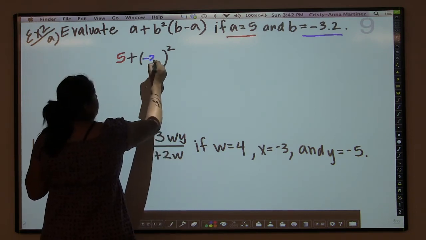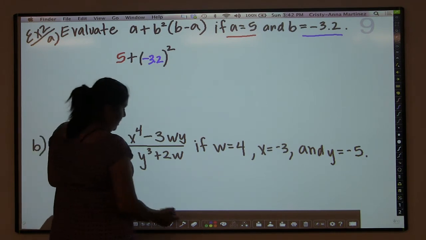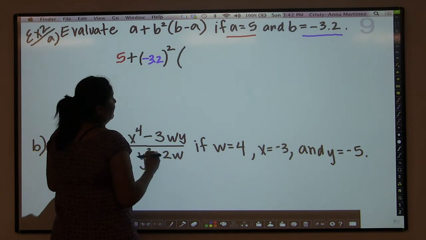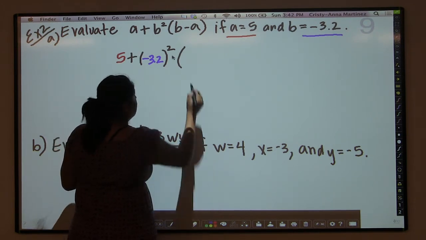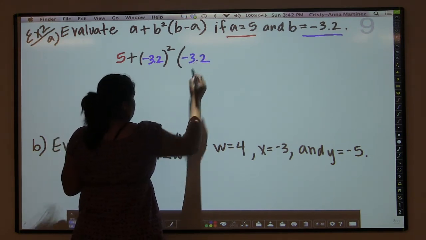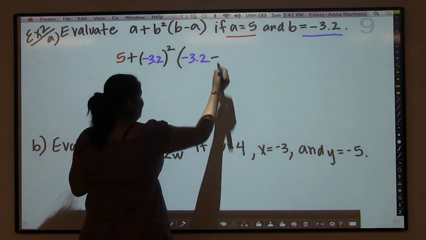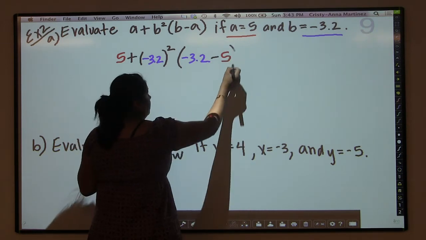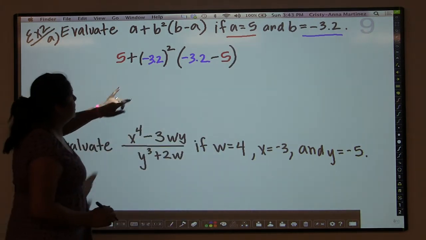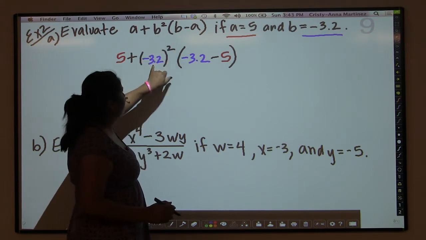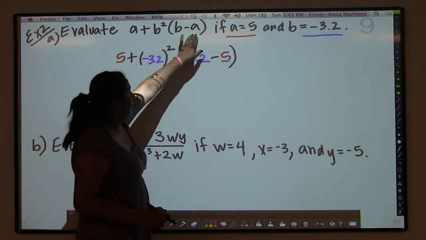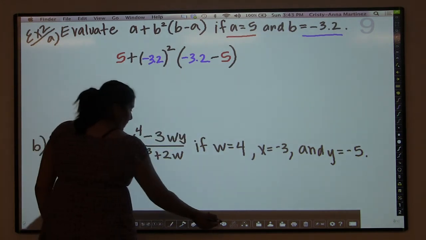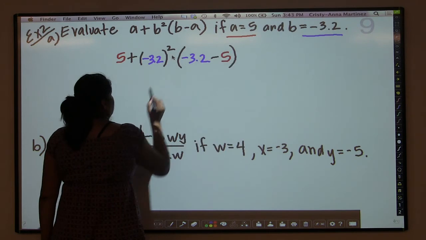And then we have parentheses B, which is again -3.2, minus A, which was 5. Okay, so that's what we've done. We had 2 places where the B was, so we've replaced the B twice. 2 places where the A was in the expression, so we've replaced both A with 5. And now we're just going to go ahead and simplify our answer.